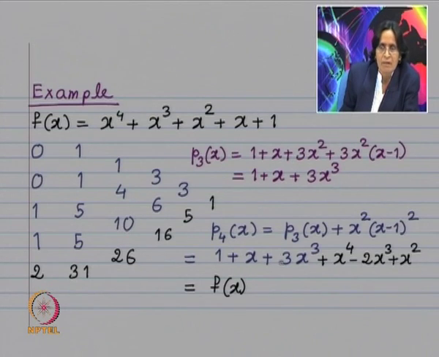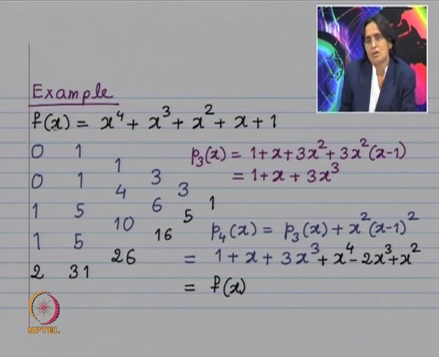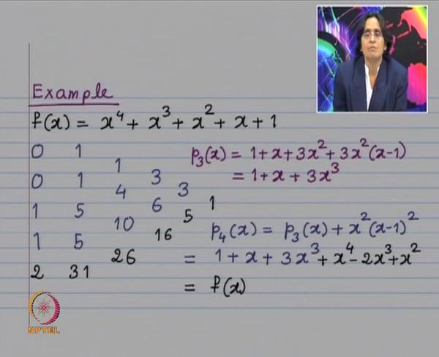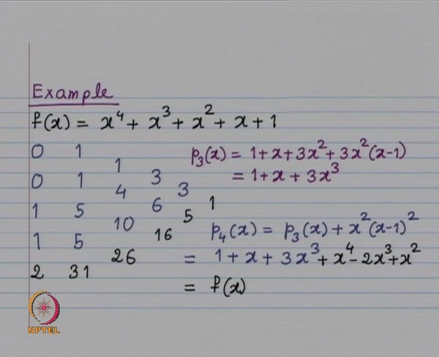When you simplify, this was our P3(x): (1 + x + 3x^3)·x^2·(x - 1)^2 will be x^4 - 2x^3 + x^2. So, you get back f(x), which is what it should be. You have got a function f to be a polynomial of degree 4, and you are considering the interpolation from a space of polynomials of degree less than or equal to 4.